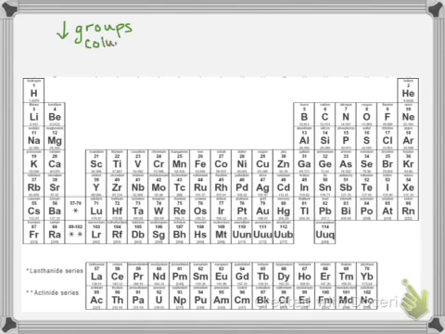that's a group, also known as a column. Okay, groups and column. Everything that goes across is a period, also known as a row. So for example, hydrogen, lithium, sodium, potassium, rubidium, and so on, these right here, those are in a group, also known as a column.